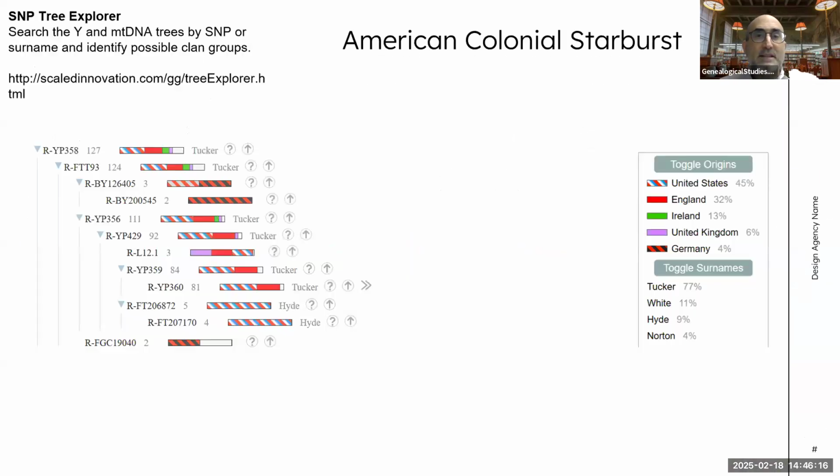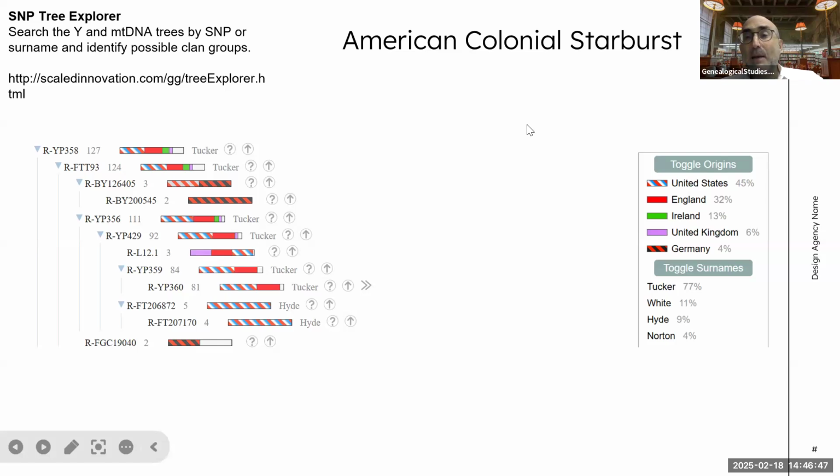Now, another thing that site has, which is very interesting, is called the SNP Tree Explorer. It takes the Y and mtDNA trees from ftDNA by SNP, showing a surname or a clan group, and you could kind of identify it. For example, this is called the American Colonial Starburst, and you could see it connects the different SNPs to the family names that have been connected with it.